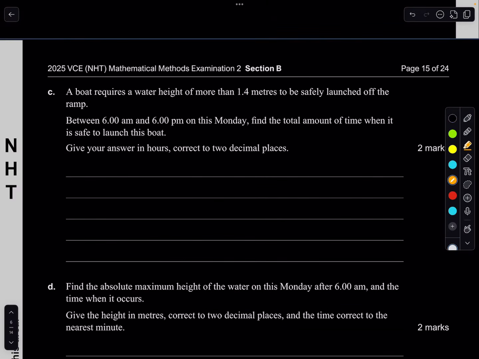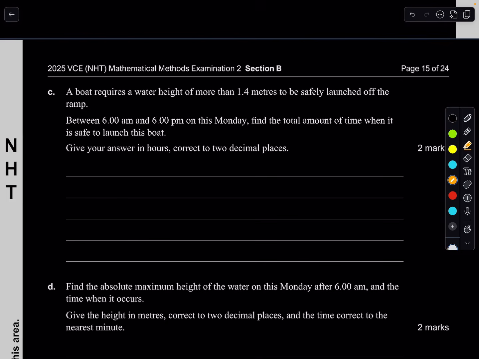A boat requires a water height of more than 1.4 meters to be safely launched off the ramp. Between 6 a.m. to 6 p.m. on this Monday, find the total amount of time when it is safe to launch this boat. Give your answers in hours correct to 2 decimal places. Okay, so we want the total amount of time.